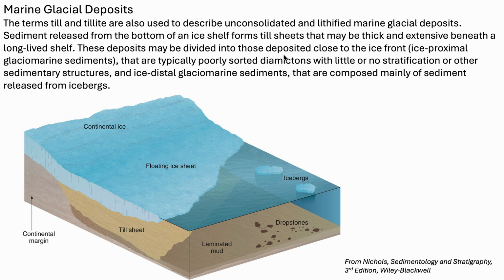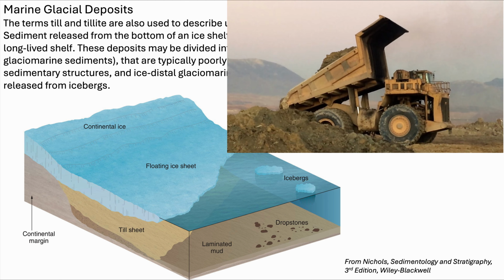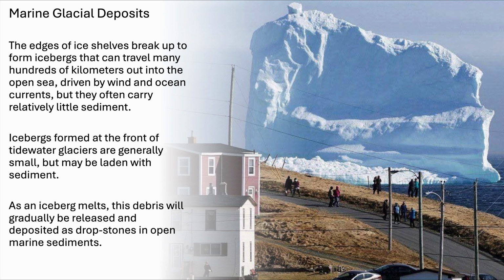These deposits can be divided into those close to the ice front, ice-proximal glacial-marine sediments. These are typically poorly sorted diamictons with little or no stratification or other sedimentary structures. They're basically just dumped out, like dumping a load of aggregate from a dump truck. And then ice-distal glacial-marine sediments that are composed predominantly of sediment released from icebergs, that's going to be finer material, usually. The edges of ice shelves break up to form icebergs that can travel hundreds of kilometers out to sea.